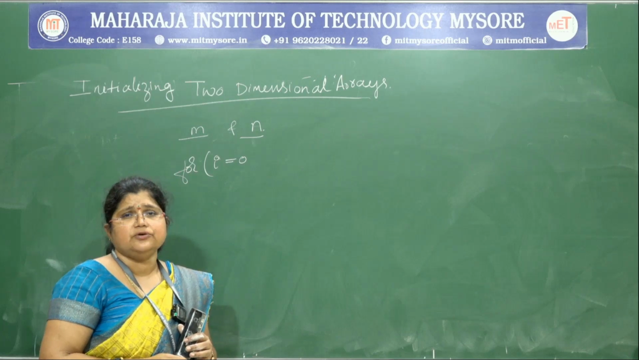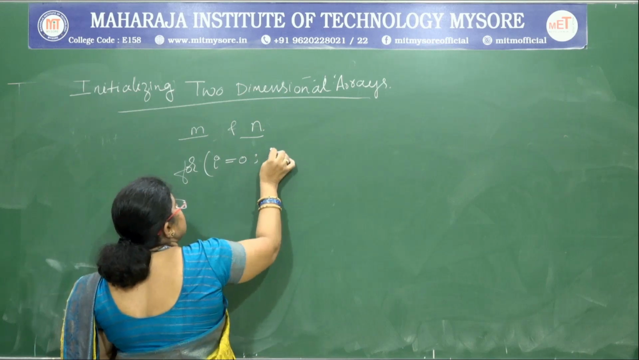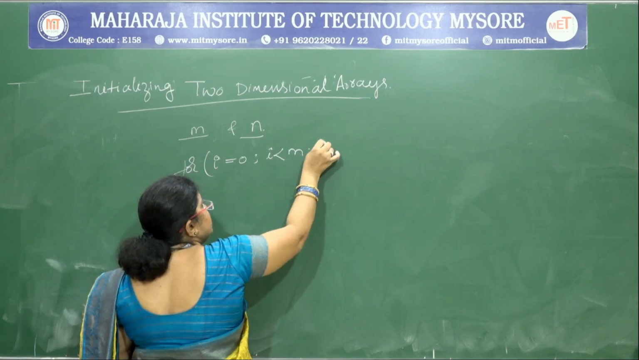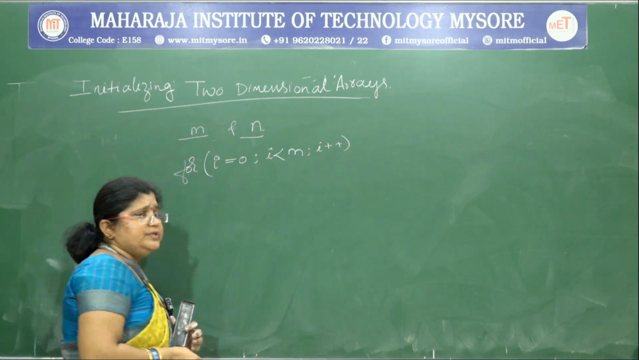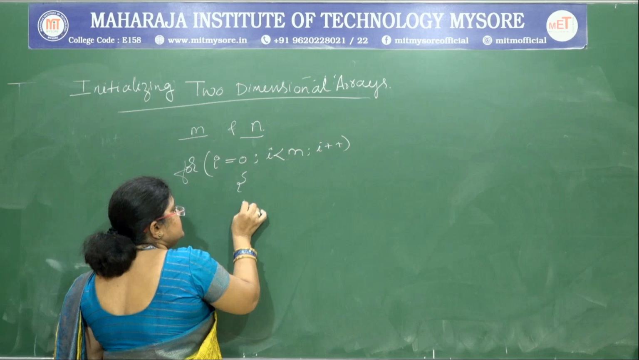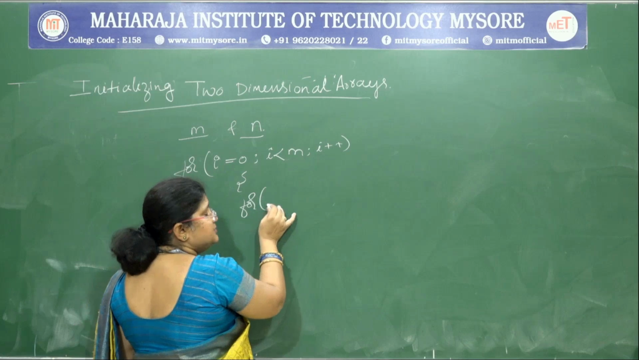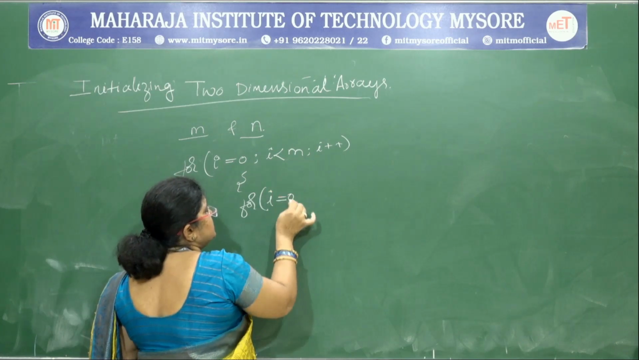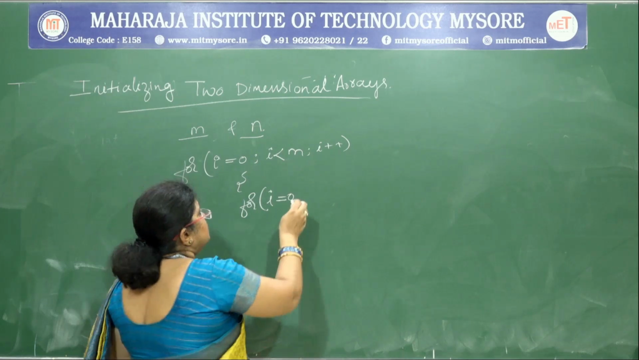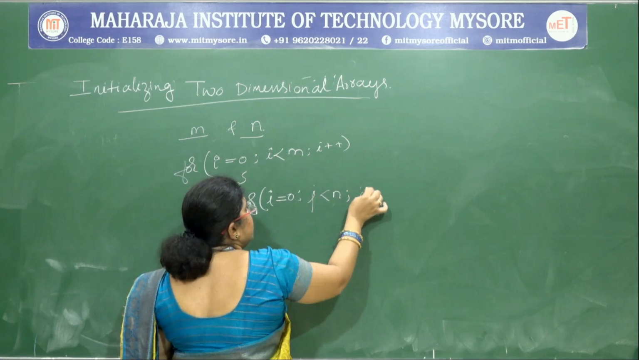because the index is 0. The first row index is 0, and i is less than m, it must be less than m. Next is i plus plus. This outer loop is indicating the row. Next, inside this is another for loop which indicates the column values. Column subscript j is equal to 0. The column subscript also always starts with index 0. j is less than n, the number of columns, j plus plus.